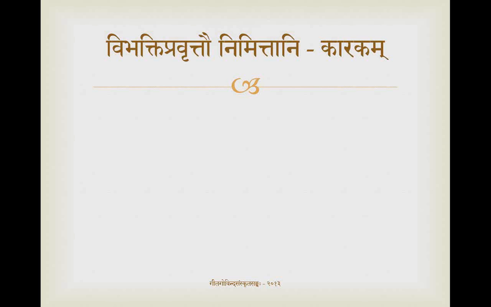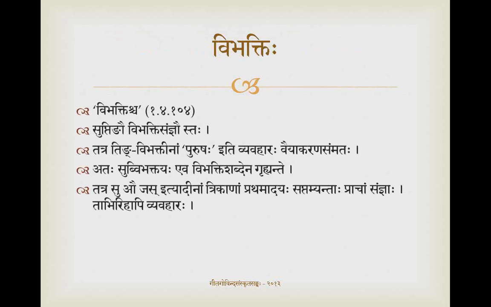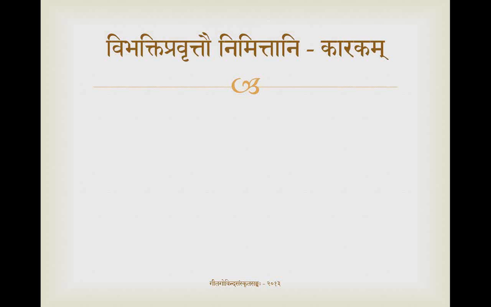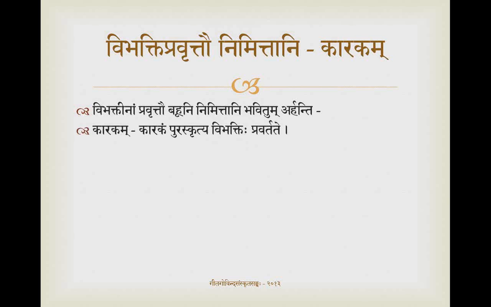Now, vibhakti pravṛttau nimitta: as you can see, vibhakti is different from kāraka. A vibhakti is assigned to a word based on several things. One of the nimittas for vibhakti pravṛtti is kāraka. So based on kāraka, a vibhakti is assigned. There are several different things which can lead to a particular vibhakti, and the most important of them is kāraka. Kārakaṃ puraskṛtya vibhakti: there are vibhaktis which are set based on the kāraka.